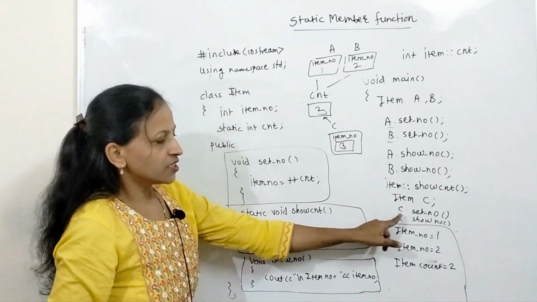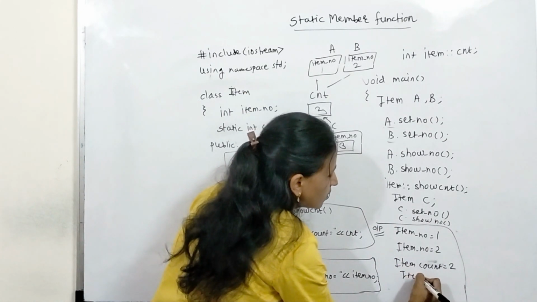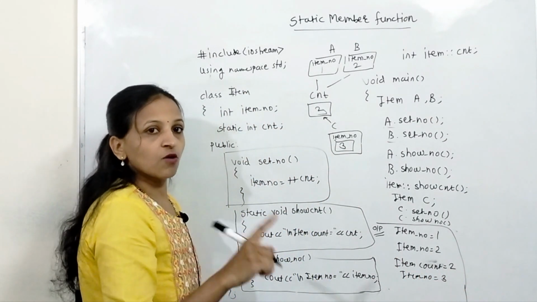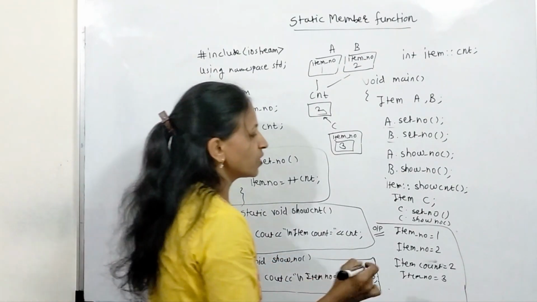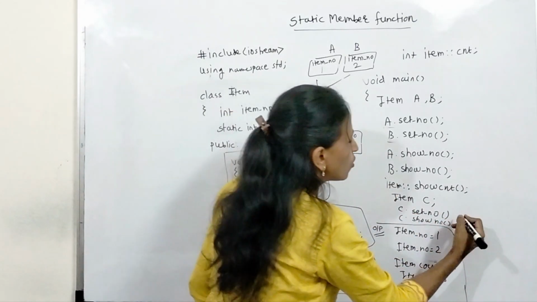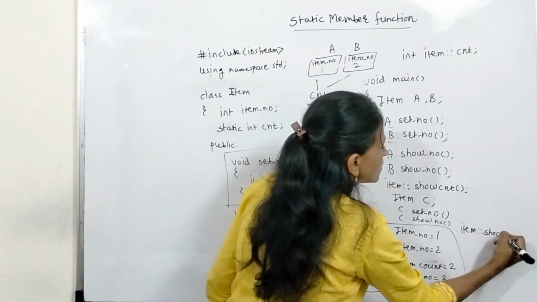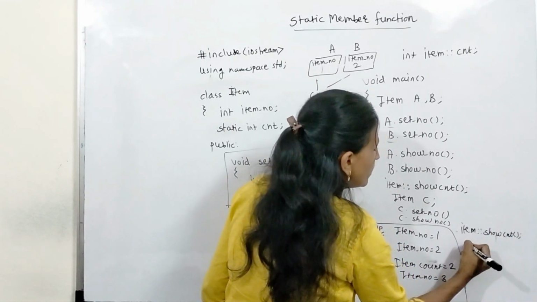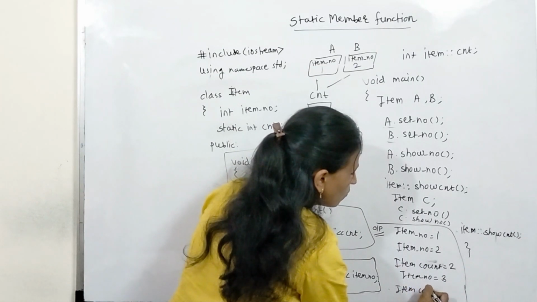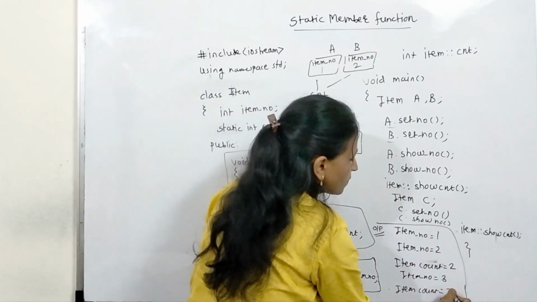Suppose we are calling C dot show number, then what will happen? We will get item number equal to 3. And now I want to check the count of items created. Again you can call this show count method. In the same way we have to call item, scope resolution, show CNT. Now here we will get output like item count equal to 3, the value of CNT.